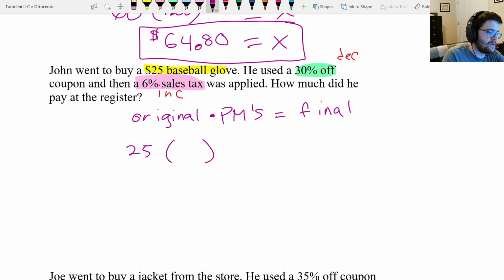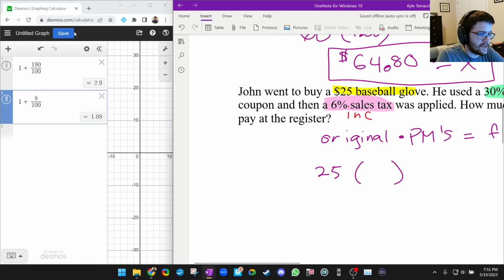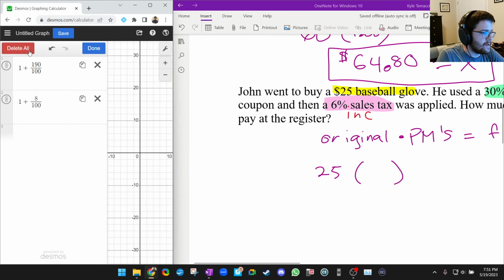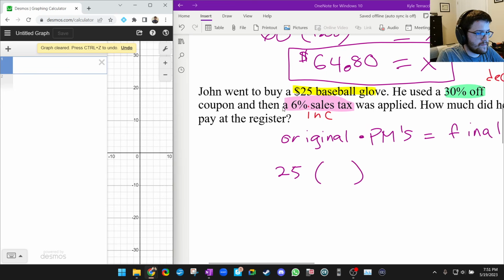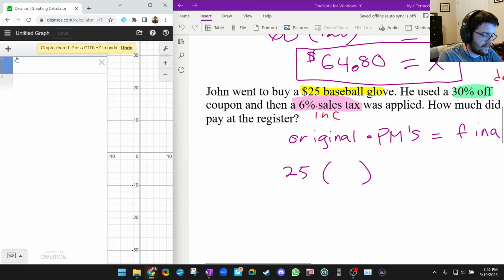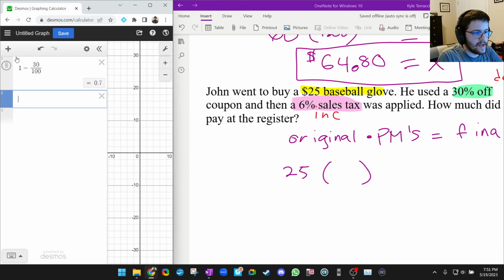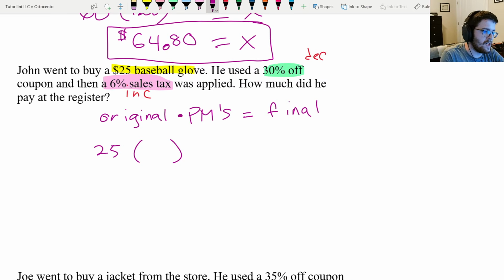And now watch what I do, guys. The order you put them in doesn't matter. I'll just do both of them over here. 30% off, okay, 1 minus 30 over 100. And 6% sales tax, that's an increase, 1 plus 6 over 100. So the multipliers are 0.7 and 1.06. So watch what I do. I just put them next to each other. They just get multiplied one after the other.